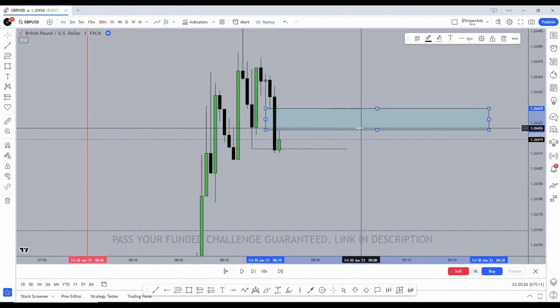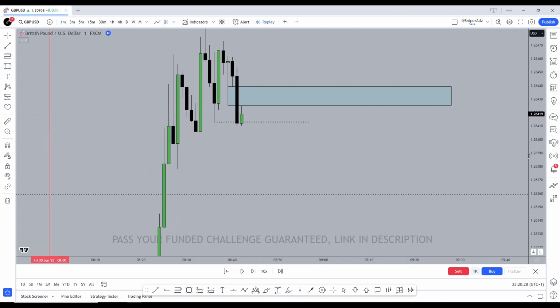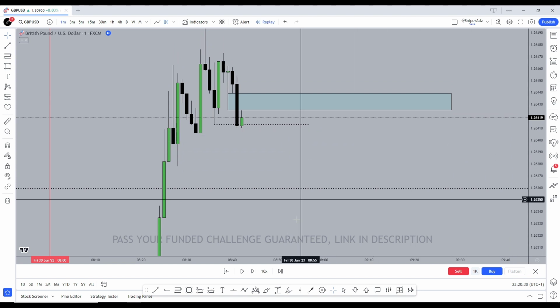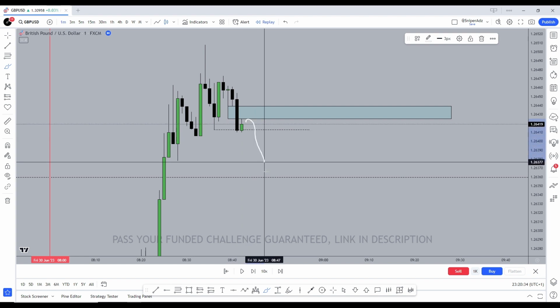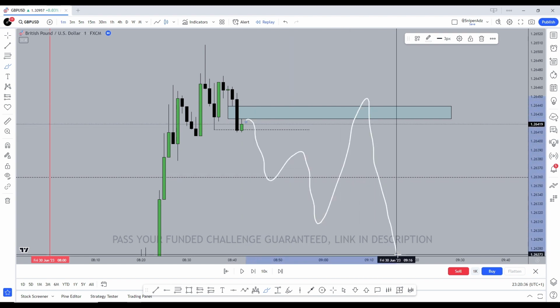This is an area of displacement, and we could expect the market to come back into here and rebalance the market and then potentially continue dumping. So we're going to hopefully see the market at this point do whatever it wants, come back up into here and then come back down.